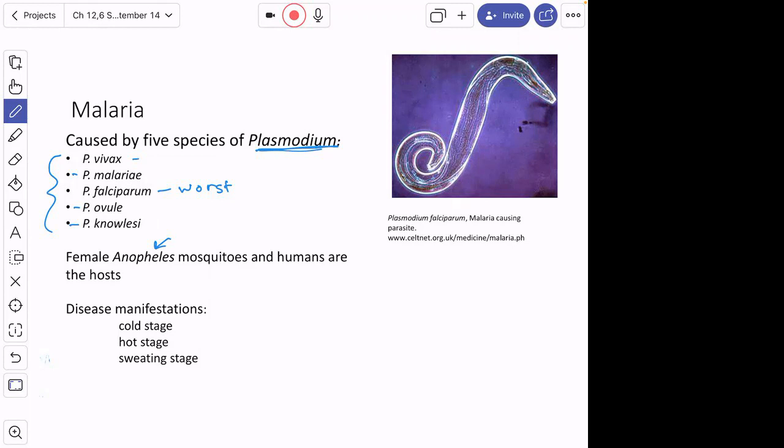What does the disease look like? Well, it kind of cycles through 3 different stages. And the cycle lasts like 6 to 10 hours, and then will repeat itself maybe every 2 to 3 days. Okay, so it's kind of a cyclic thing. The patient, after they've been bit and there's a certain incubation time, will have a cold stage. That means they're shivering. They have the chills. Okay, shaking a little bit.